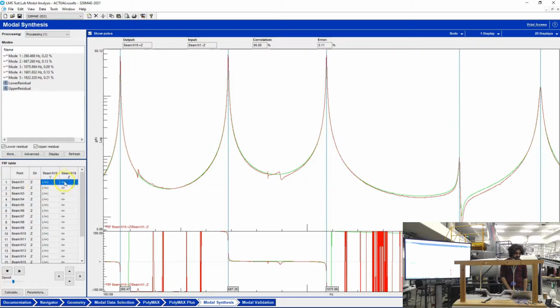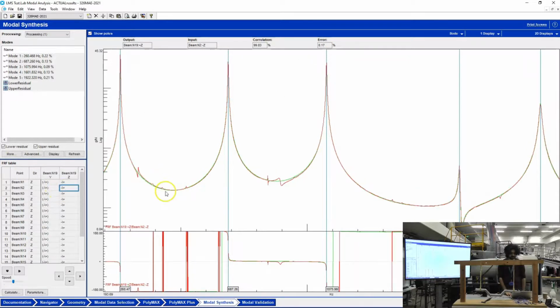Now we are comparing the frequency response function 1 of node 1, that's in red, with the one that we have synthesized from the extracted modes. So you see in the red curve we have this tiny peak and these tiny peaks here. In the green one we only have the 4 main ones, because that's what we picked out of everything. And as you can see, this has a correlation coefficient of 99% with an error of 0.1%.